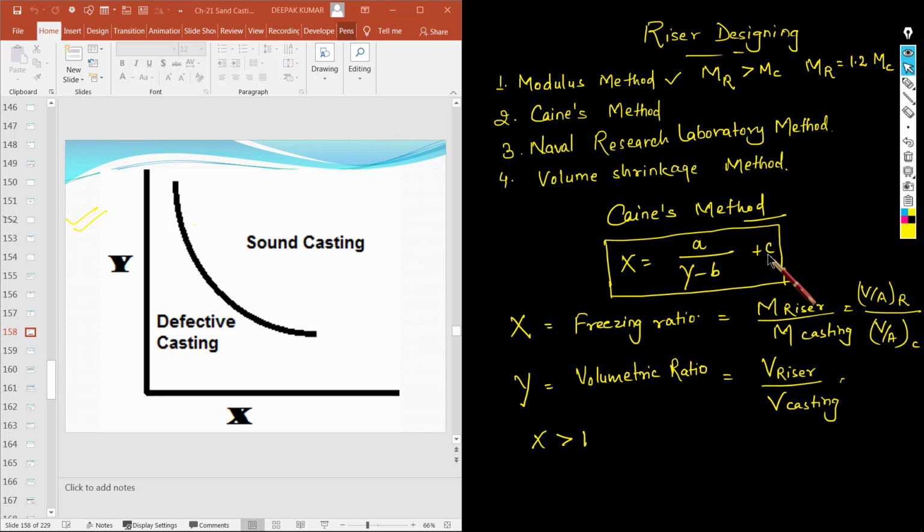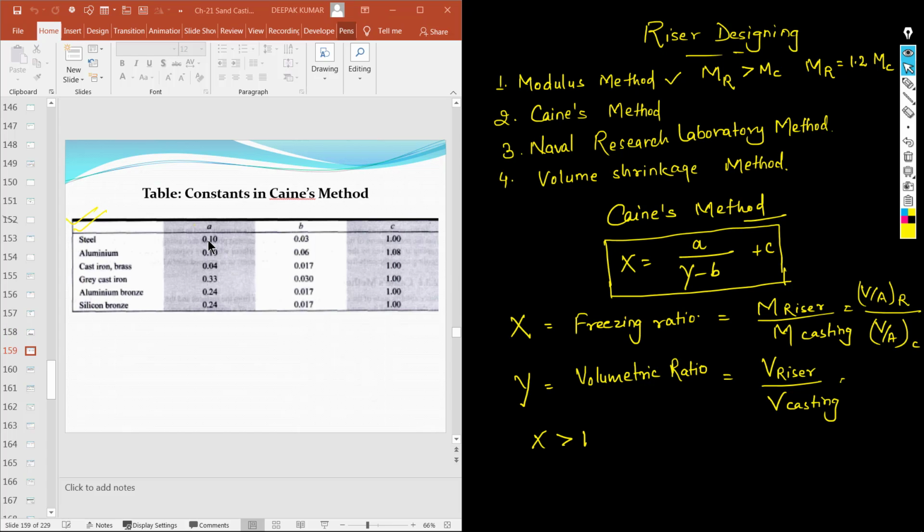So we have to remember this formula: x is equal to a divided by y minus b plus c, where x is the freezing ratio, y is the volumetric ratio, x is modulus of riser divided by modulus of casting, and y is volume of riser divided by volume of casting. So next we will move. Here there are different metals, and a, b and c are given. So there is no need of remembering; this will be provided in the question.